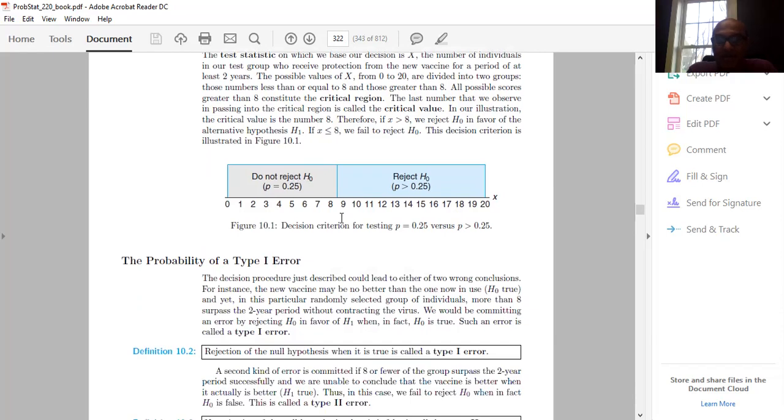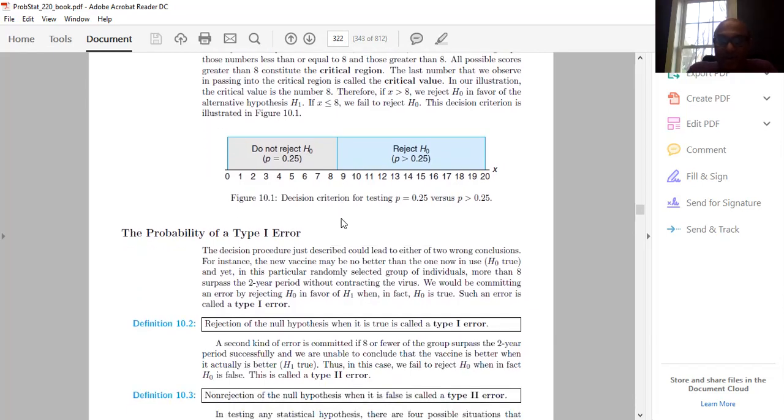Here I would like to go over the probability of an error of type 1. We are going to see two types of error. One is type 1, the second one is type 2. Type 1 error I would like to define by alpha. Type 2 error I would like to define by beta. So rejection of the null hypothesis when it is true is called type 1 error.